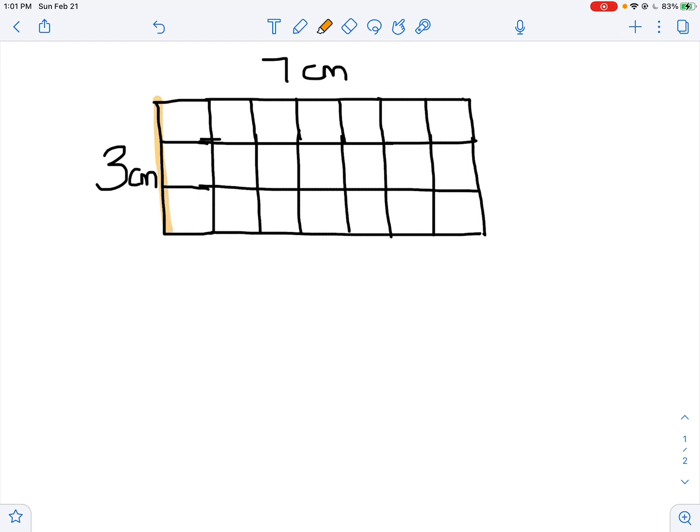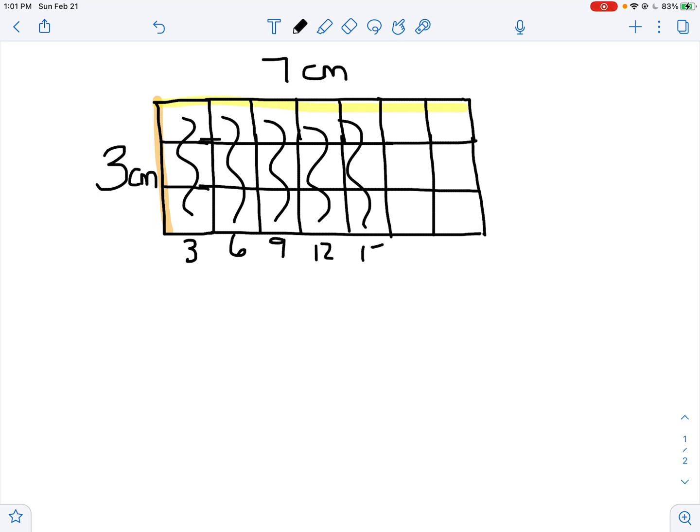So now I've got 3 on the left, I've got 7 across the top, and now I can either count all of them in between, which I really hope you don't do, or we can skip count, and I can go 3, because I know there's 3 here, 6, 9, 12, 15, 18, and 21.